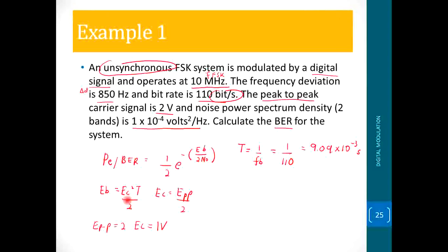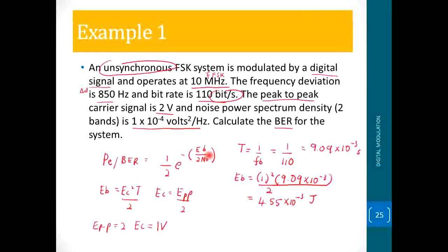We already have EC and T, so you can get EB. EB equals 1 squared times 9.09 times 10 to the power of negative 3, over 2. So you will get EB as 4.55 times 10 to the power of negative 3. The unit of EB is joule.